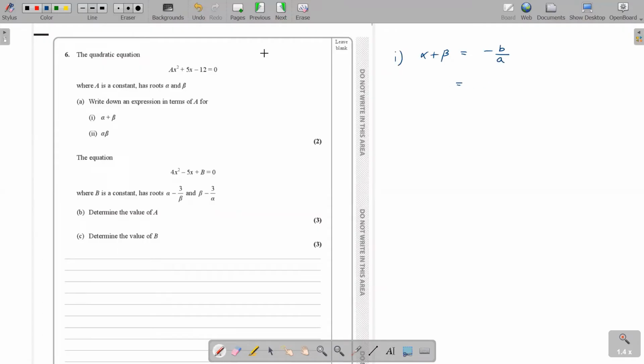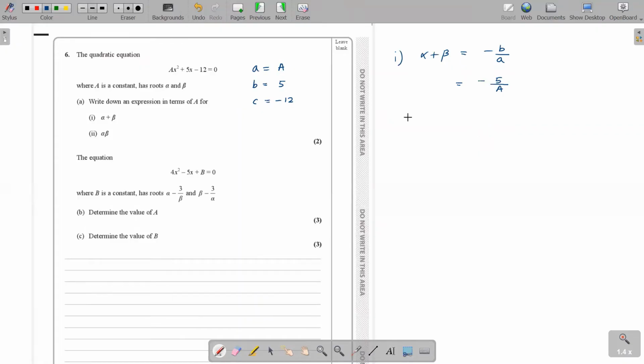So who is b here? A is capital A, right? Capital A x square. So the x square coefficient is a, that's capital A. The b is the coefficient of x, which is 5. C is minus 12. Shall we use the values here? Minus b is minus 5 over a, which is capital A. Do you agree with me?